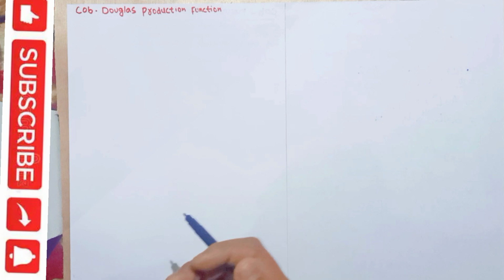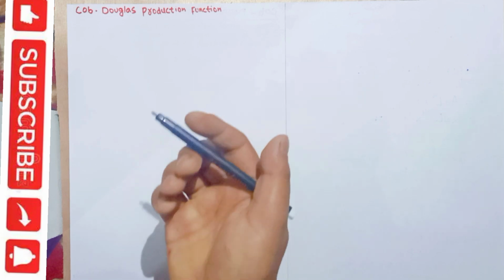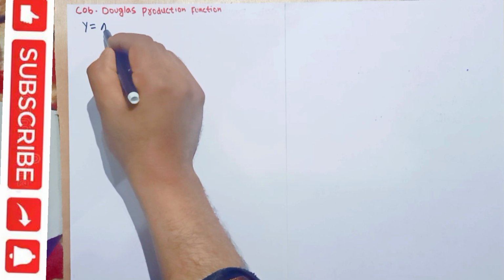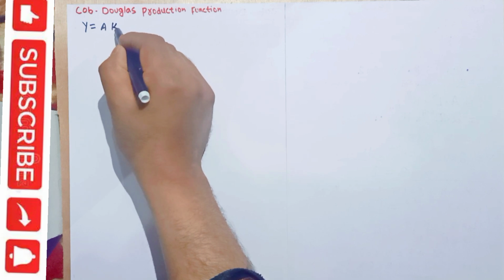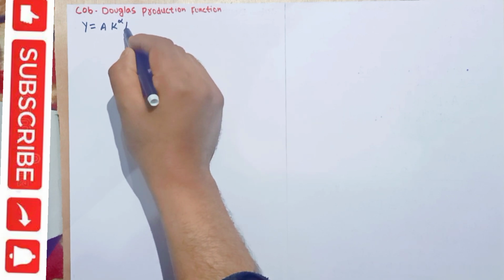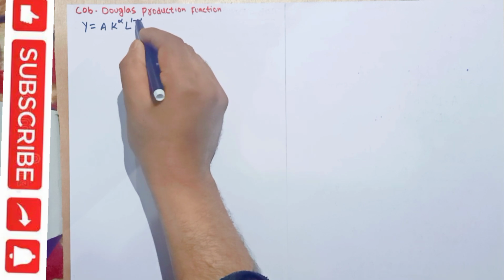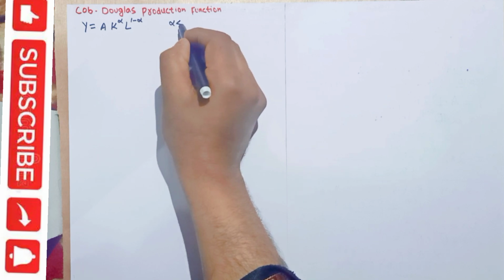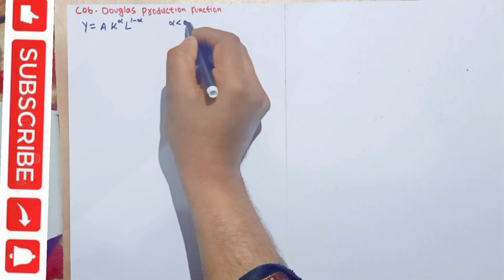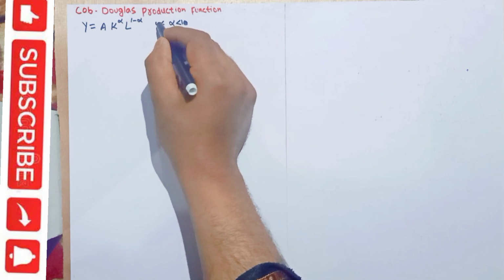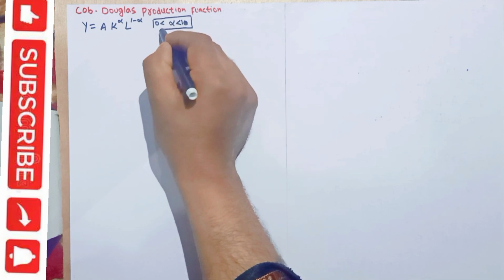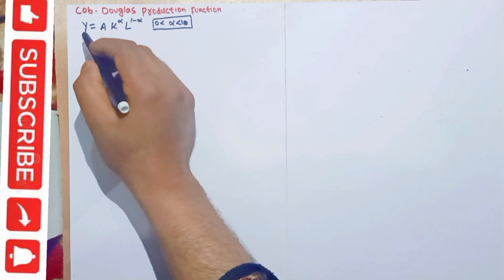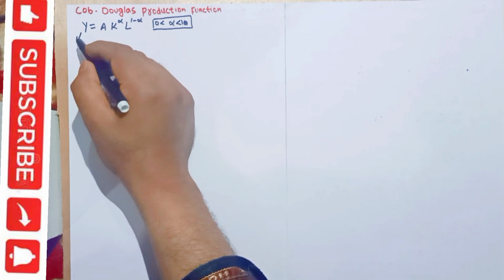Now, what is its original functional form? We write it as Y is equal to A times K to the power alpha and L to the power 1 minus alpha, where alpha lies between 0 and 1, and Y is the total production.